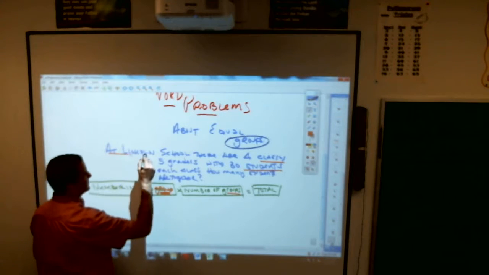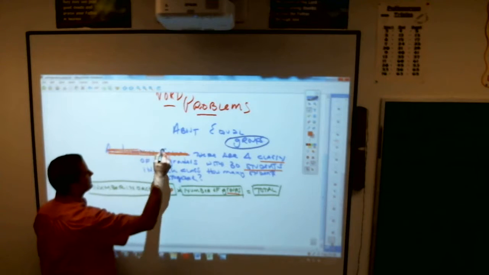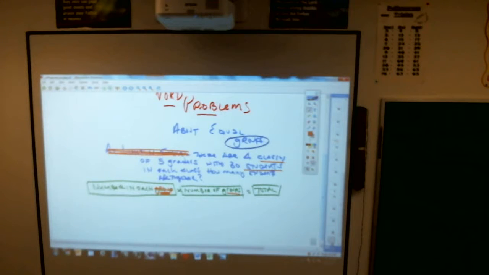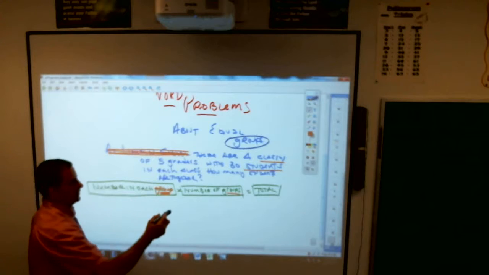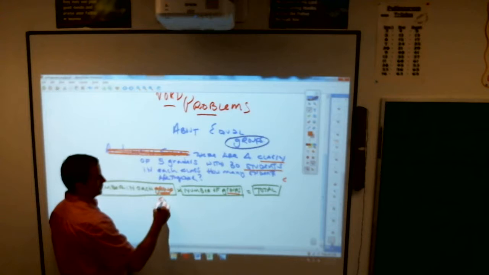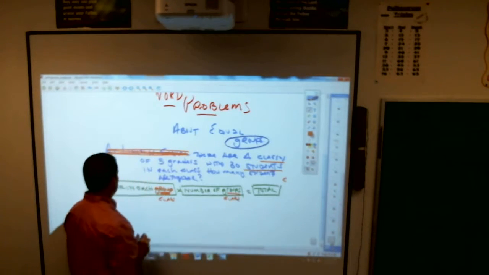I'm going to remove this part of the sentence, because I don't want you to get confused. There are 4 classes of 5th graders with 30 students in each class. How many students are there altogether? What word there stands for a group of something? Sam? A class is a group of students. So here where we have the word group, we're going to put the word class, and see if this doesn't make sense.